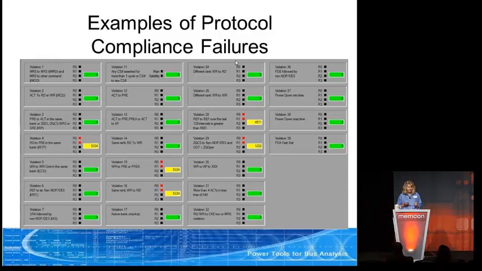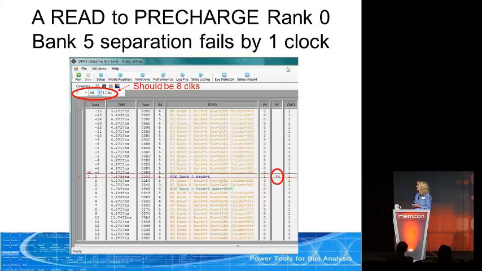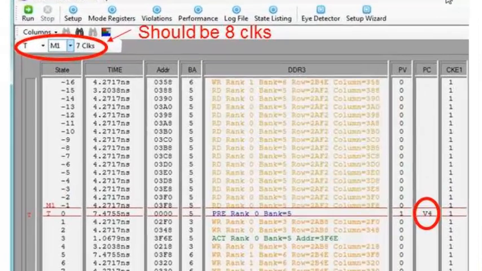You can come out and see some of the stuff we have out in the demonstration booth. So let's take a look at some specifics. Here's something that we found: a read followed by a precharge, rank 0, bank 5, where the separation fails by 1 clock tick. What we did was take the trace here, filter out the deselects just to make it easier to read, and then trigger exactly on the violation. And we can show you all the traffic that's going on in between.